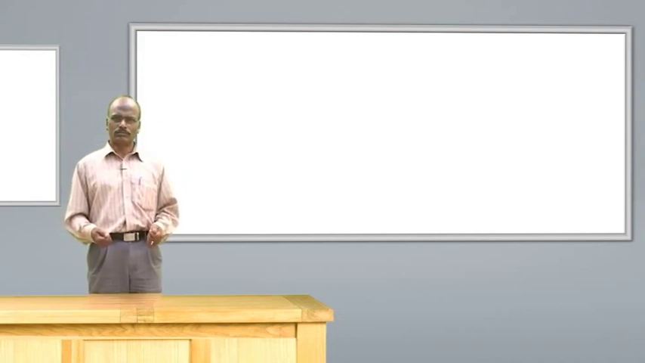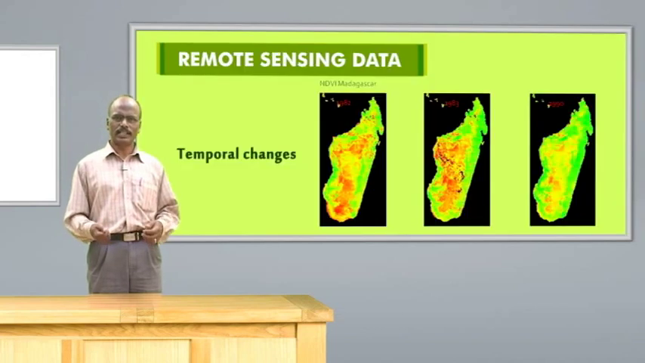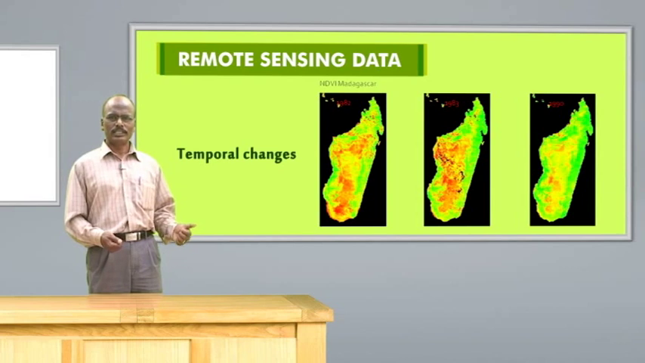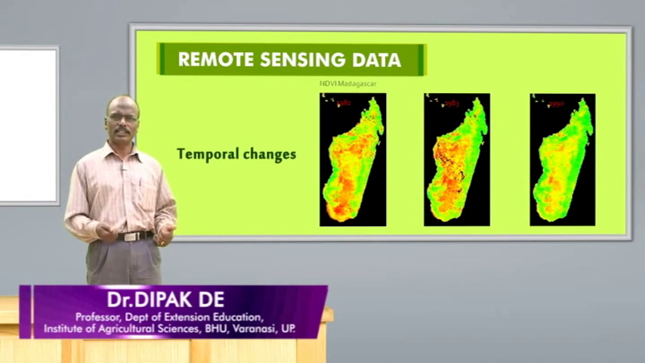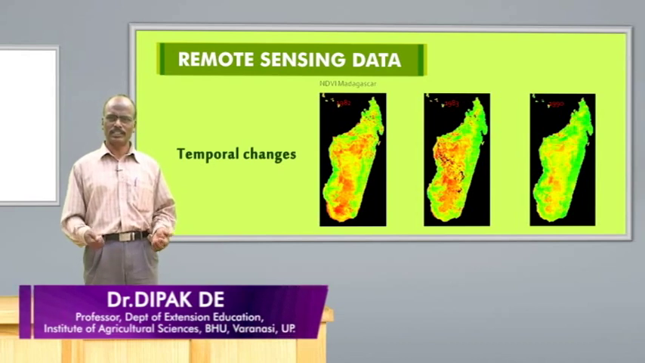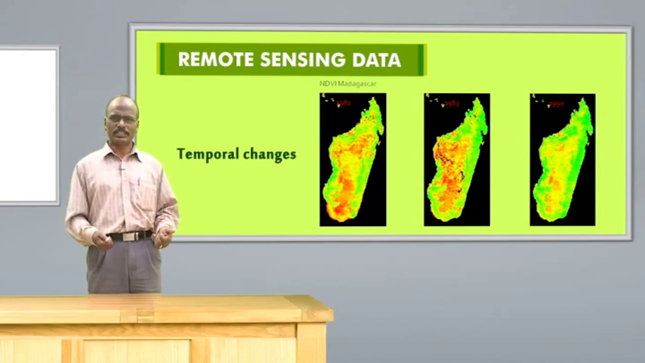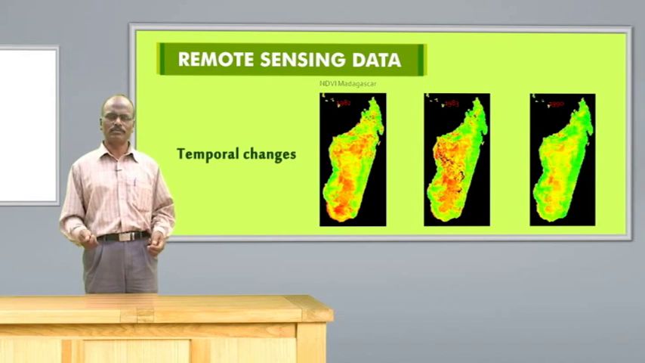The next approach is to study the temporal changes in a given area. In this picture, we see three different depictions of the same area taken during three different years, that is 1982, 1983 and 1990. What is depicted here is the NDVI value, that means the amount of green biomass that is present in this area. In the first picture you see a lot of red and yellow patches. In the second picture you see a little amount of black as well as red and yellow patches, whereas in the third picture you see a lot of green patches.